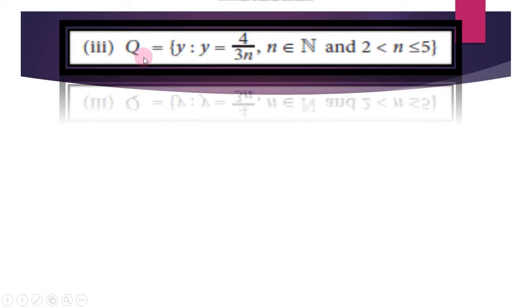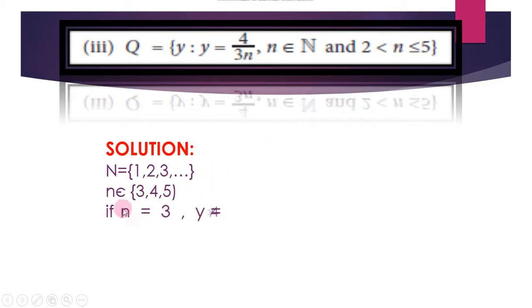Next, third subdivision. Q equal to y such that y equal to 4 by 3n, n belongs to capital N, and 2 less than n less than or equal to 5. This N means we know the set of all natural numbers, but we should not take all the numbers because of some more conditions. 2 less than n less than or equal to 5. 2 less than n, so simply less than, so we should not take 2. Here less than or equal to, so we must take 5. So 3, 4, 5. Let us see the solution.